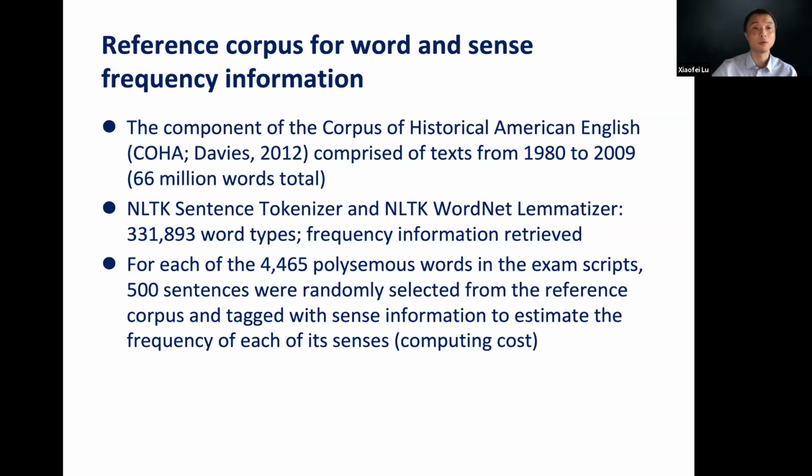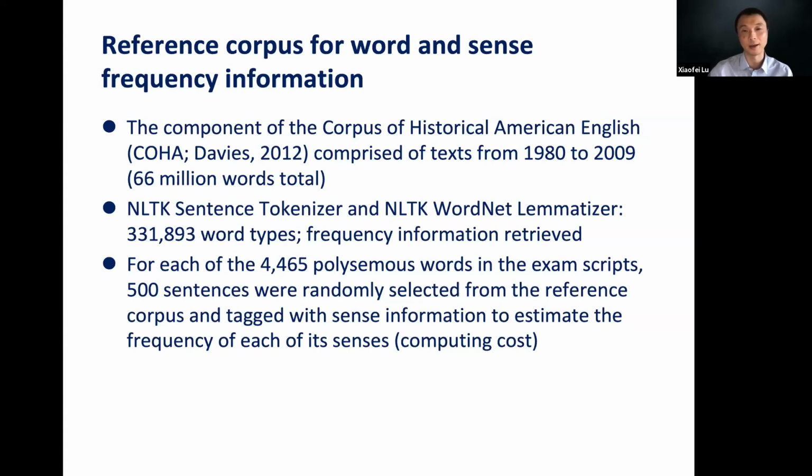First of all, we did sentence segment, tokenize, and lemmatize the entire reference corpus. But then, in order to estimate the frequency distribution of word senses, for each of the 4,000 plus polysemous words found in the exam scripts, we randomly sampled 500 sentences containing that word. Then we performed automatic sense labeling on those 500 sentences, and estimated the frequency distribution of different senses of the same word in that 500 sample. Then we populate that to the entire corpus size.